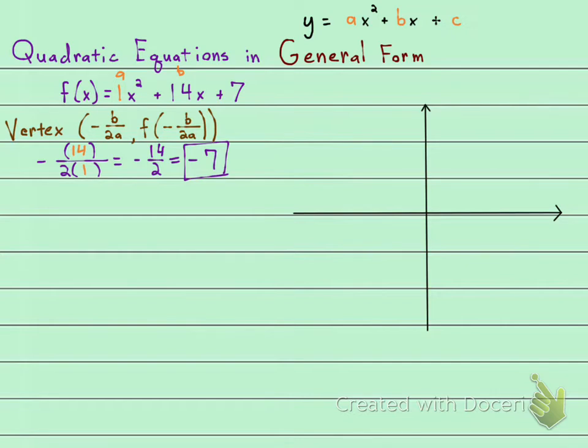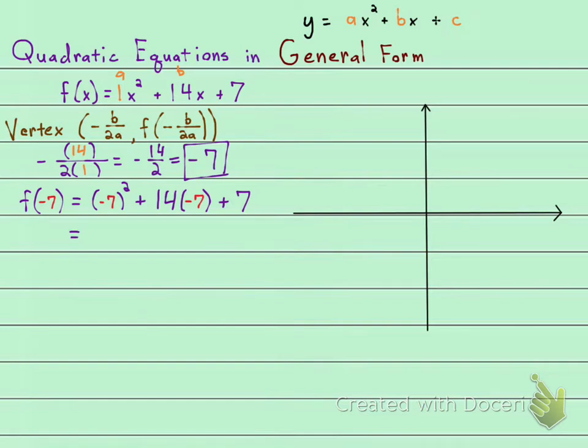To find the y part of the vertex, we need to take that negative 7 and plug it into our function, our f of x. So the f of x equals x squared plus 14x plus 7. The number we are plugging in is negative 7, and we're going to put it everywhere where we saw an x, there and there.